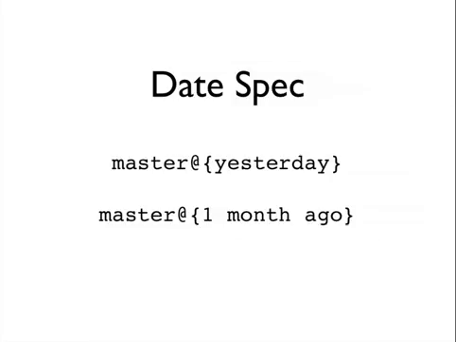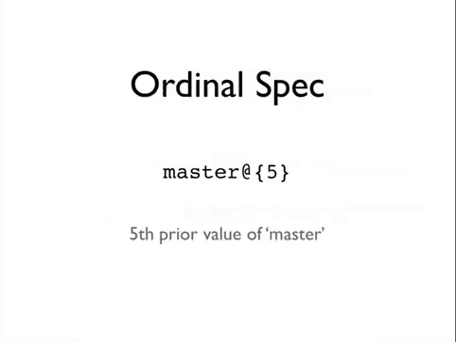You can use a date spec, which says, I want to know where my master branch was yesterday or a month ago. The problem with this and with the ordinal spec is that this is different on different people's computers. Where your master branch was yesterday may not be where somebody else's was.